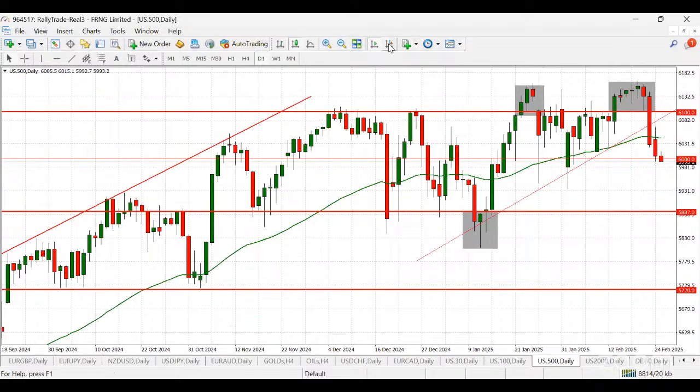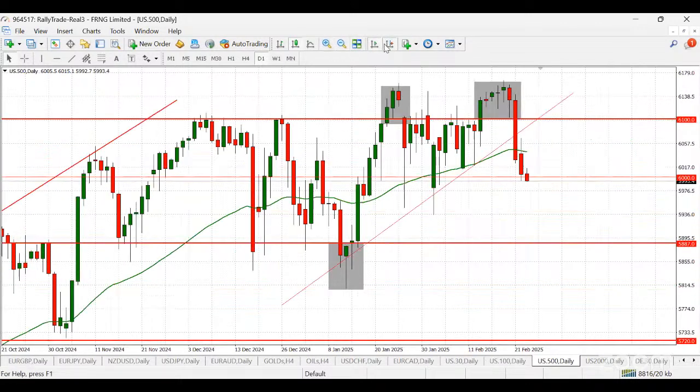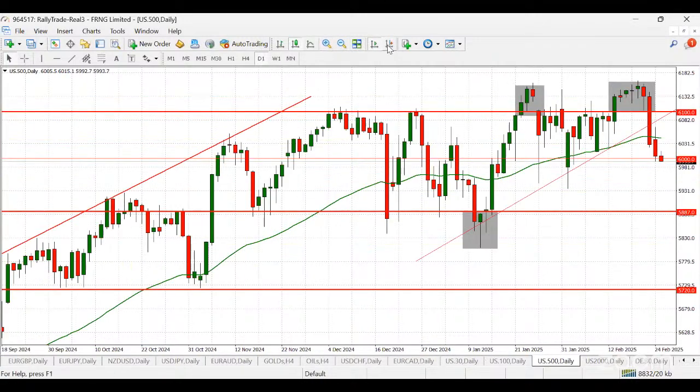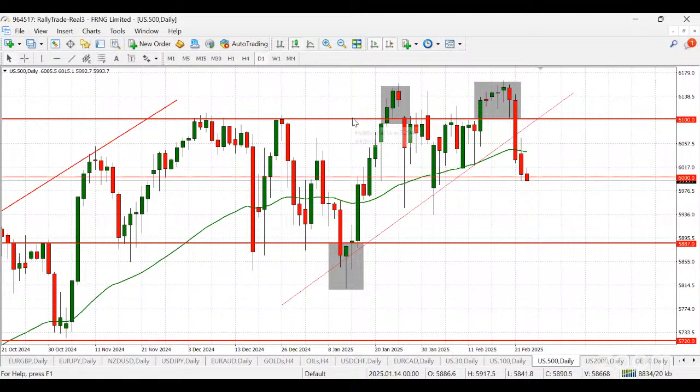Now on US 500, still on the fake out topic, here is resistance at 6,100, also a key level. And remember, I said a fake out occurs when price takes out a key level only to reclaim that key level very quickly, especially on the higher time frame. Now see this, this is the daily time frame, and this 6,100 level is a key level.